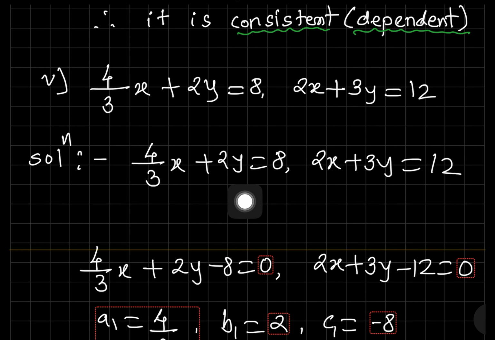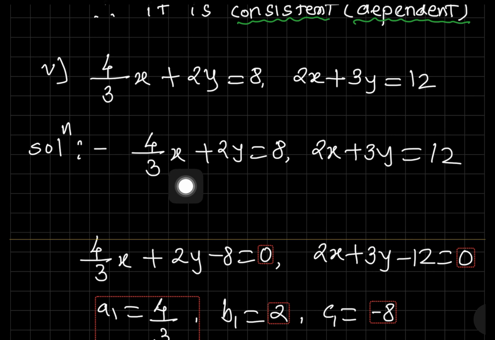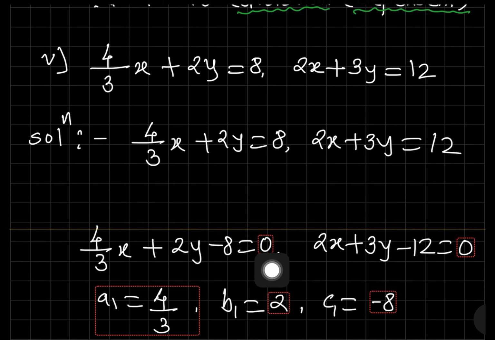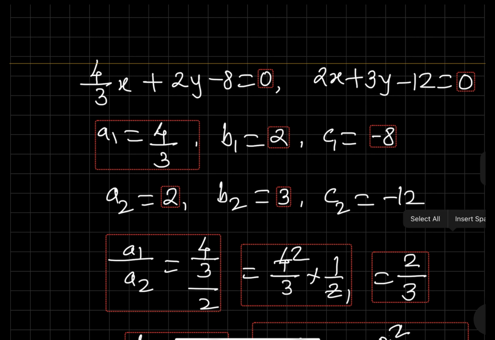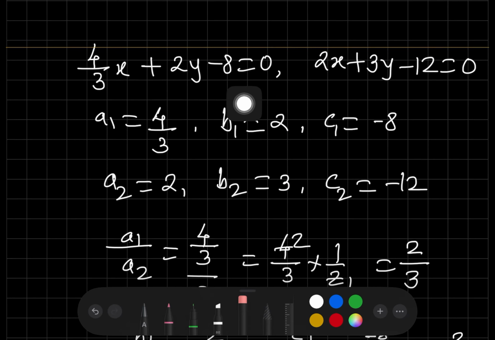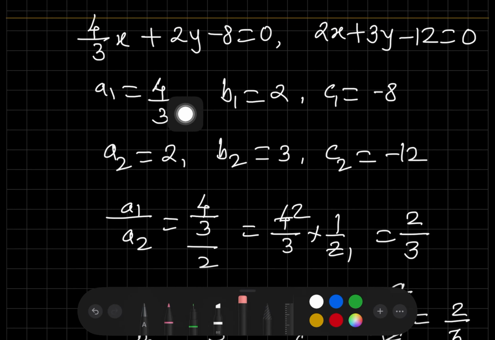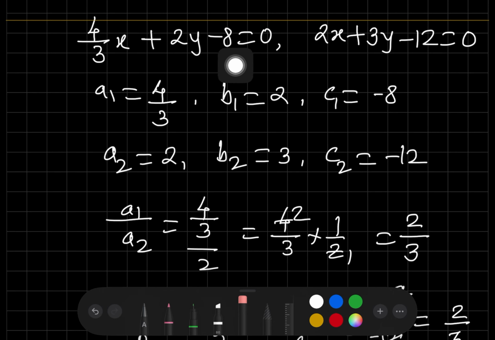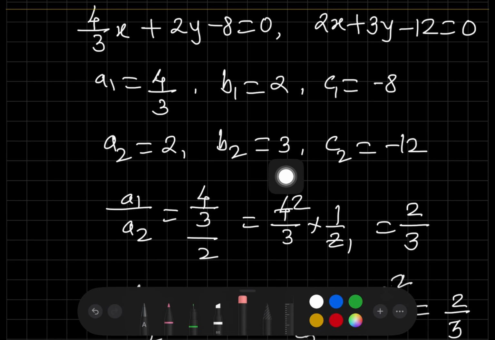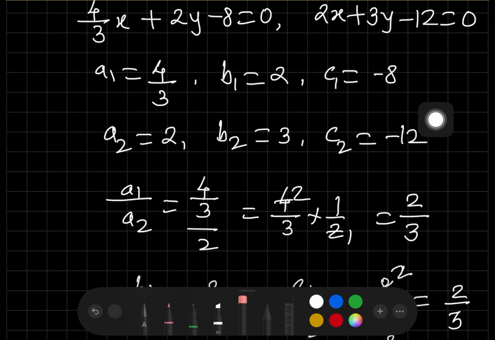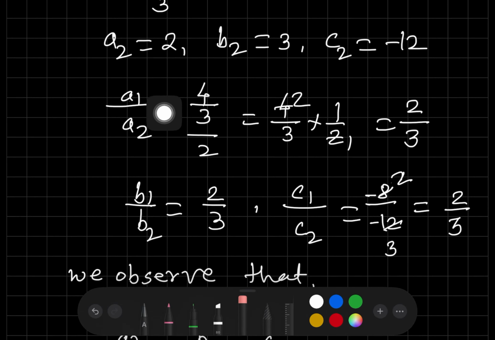12. Now we are writing in standard form. Here we are writing in standard form. So a1 is 4 upon 3, b1 is 2, and c1 is minus 8, then a2 is 2, b2 is 3 here, and c2 is minus 12, and we are writing in this ratio form.